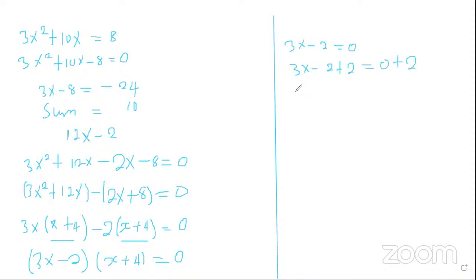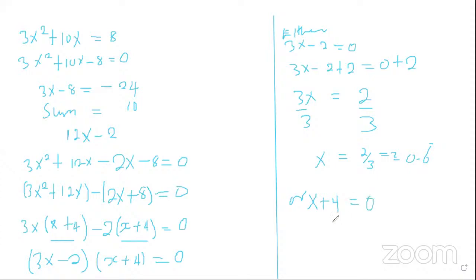And I have 3x equals to 2. I divide 3 on either side. X equals to 2 over 3, which is approximately 0.6. Or x plus 4 equals to 0. X plus 4 minus 2.